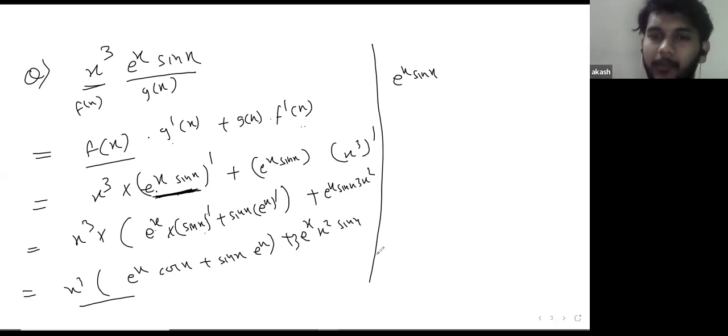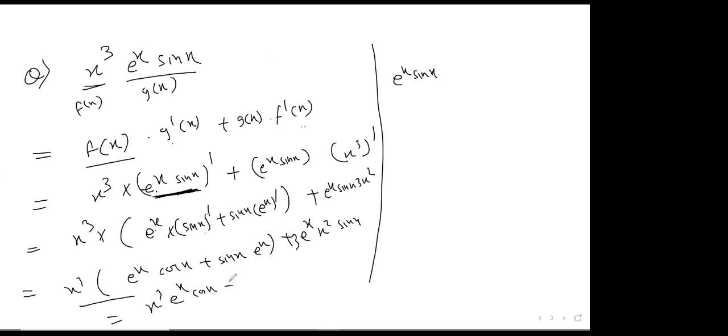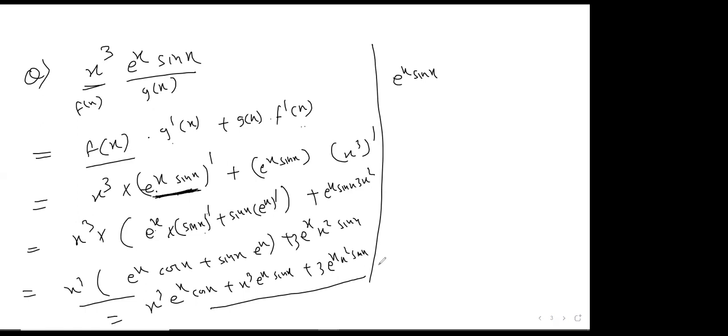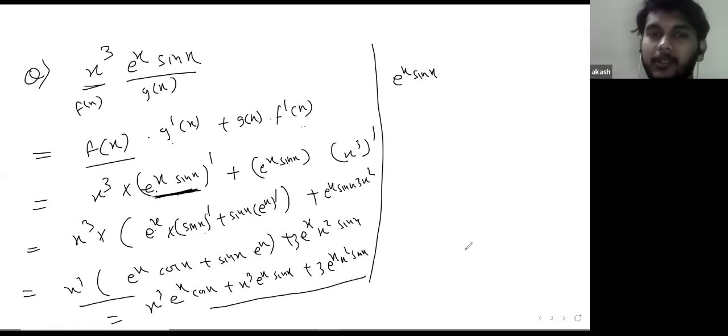Open the brackets, take common parts, put some effort. This will be x cube e raised to the power x cos x plus x cube e raised to the power x sin x plus 3 e raised to the power x x square sin x. What you can take common is e raised to the power x. That would be a better way to write. This is clear. Whenever you see two functions multiplied, use this formula. Never find the derivative directly.